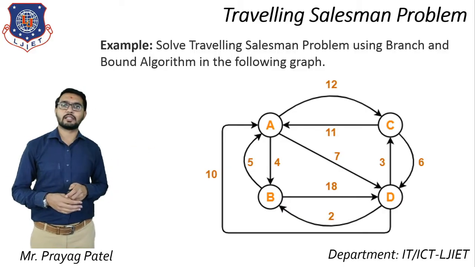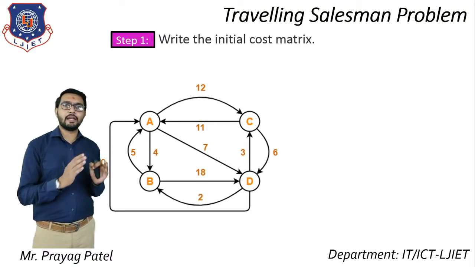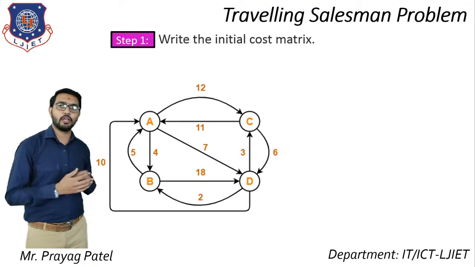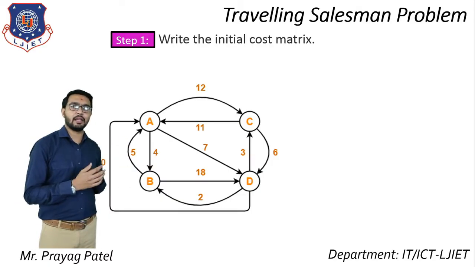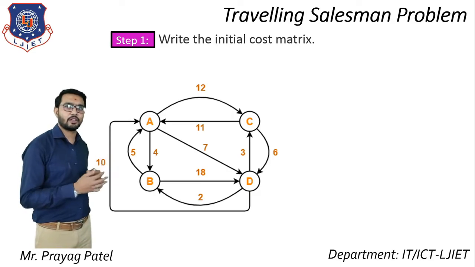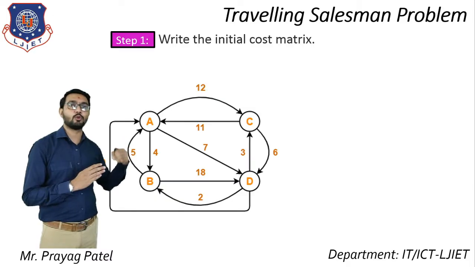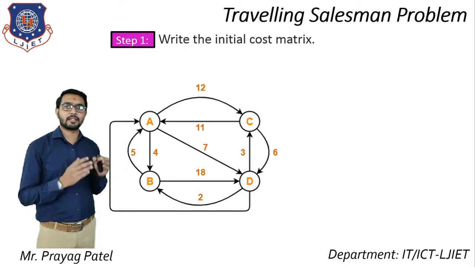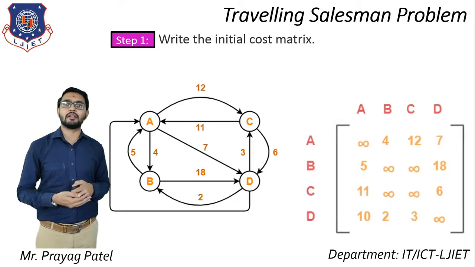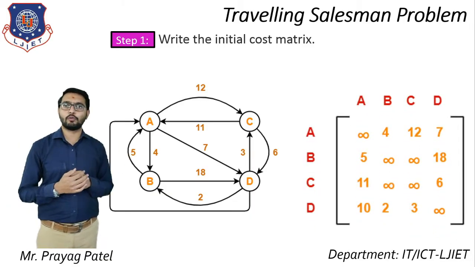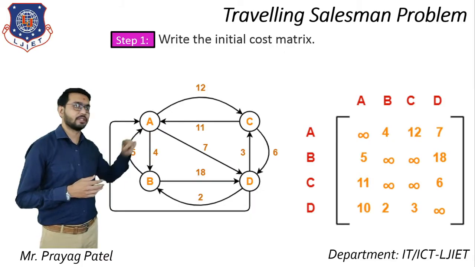Now consider step number 1. In step number 1, first write the initial cost matrix. Here in this graph, a matrix representation is there. So consider this graph as your initial graph, and from the given graph you represent your graph as a matrix, and this matrix is considered the initial matrix. For representation of the matrix we consider that the total number of nodes is 4, so consider a 4 cross 4 matrix.